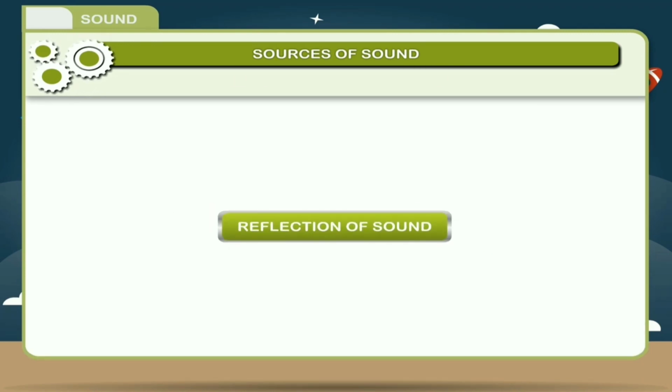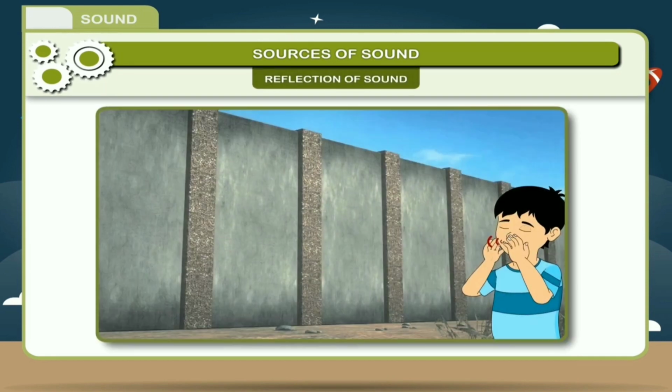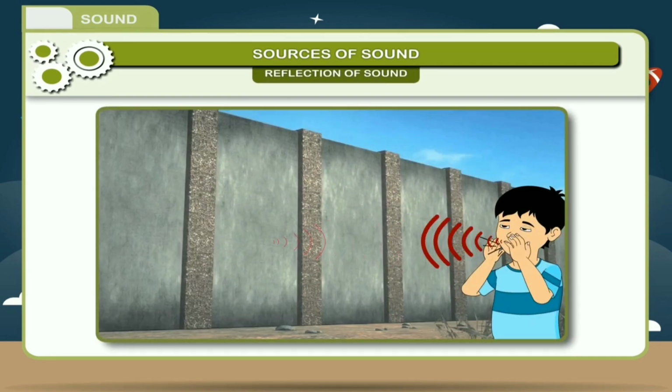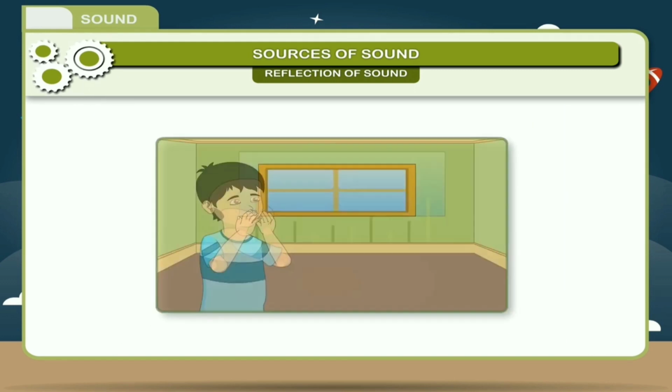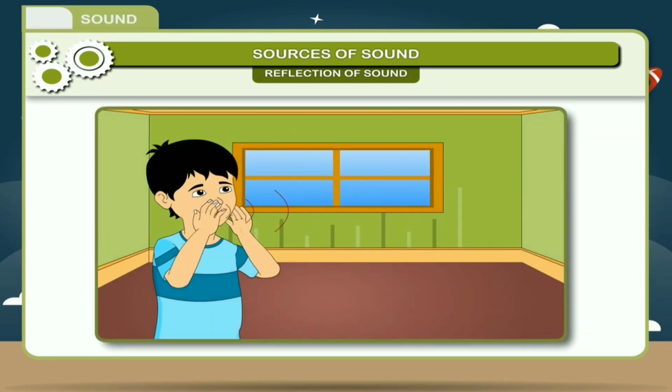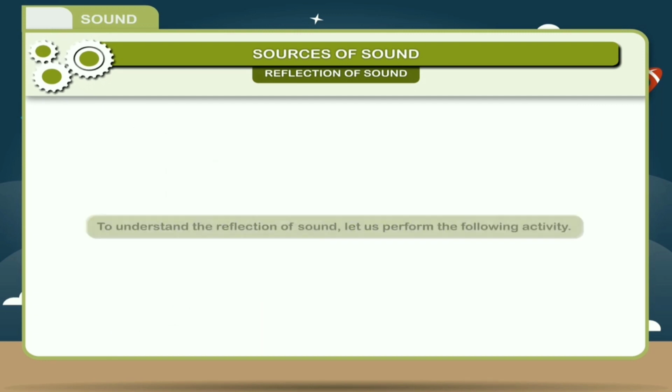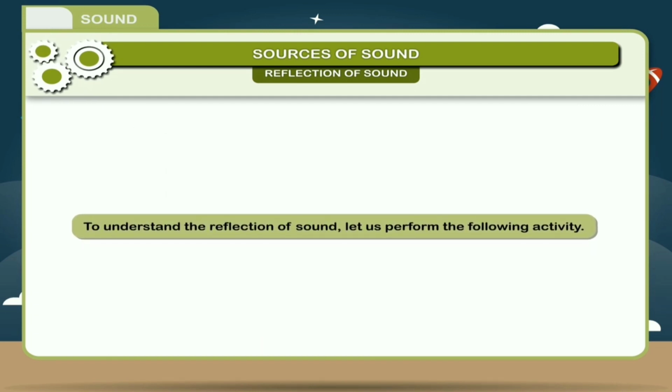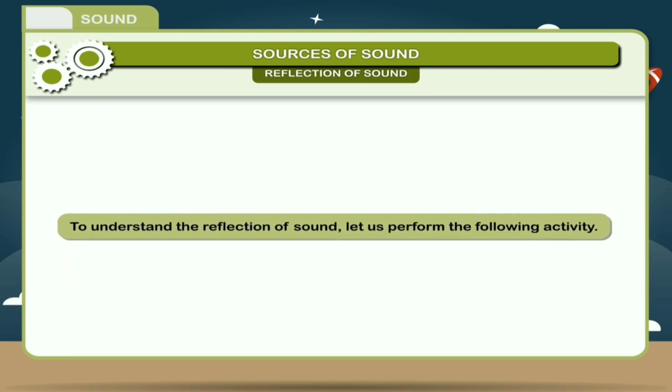Next topic is reflection of sound. Like light, sound also reflects. Sound has a tendency of reflection when it strikes on a rigid surface. In an empty room, the sound given by the source is heard directly and by the reflection also. To understand the reflection of sound, let us perform the following activity.